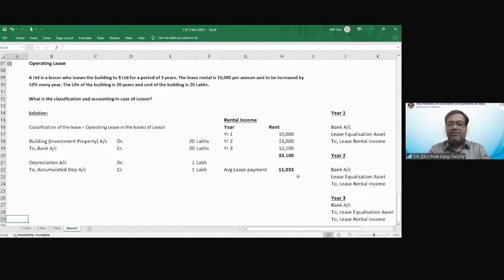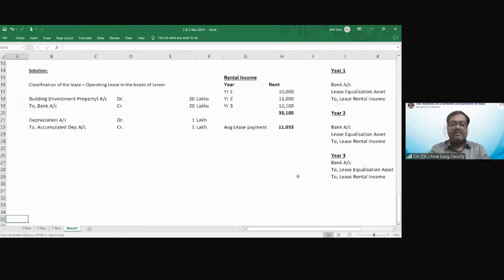The lessor will use this property for 20 years and depreciate this property. Whatever income the lessor is getting, the lessor has to recognize the income, and this income has to be recognized on a straight line basis, right? Now, concept of finance lease.